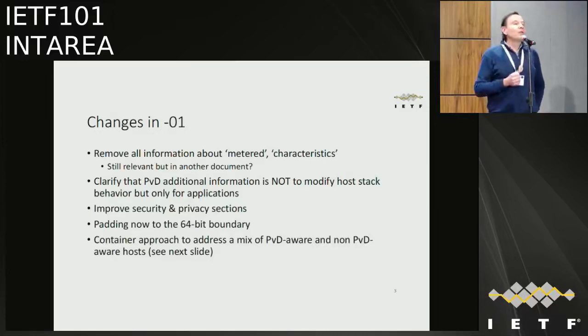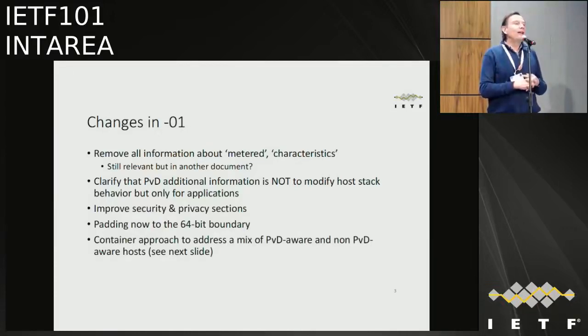Thanks to Bob, the document was indeed a little fuzzy on whether it was for the network layer or the application layer. For the authors, it was obvious that the JSON file we fetch after the RA is for the application, but it was not in the text. So we make it clear that this additional information is for the application. We even thought of changing the name to additional application information to make it crystal clear. We also tried to improve the security and privacy section. Of course, we can probably improve it further.